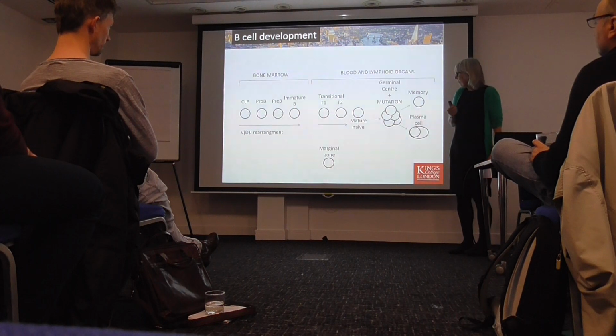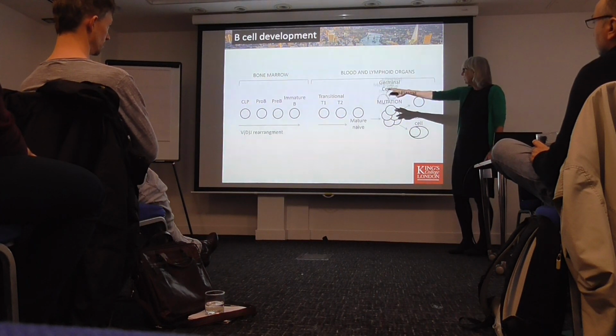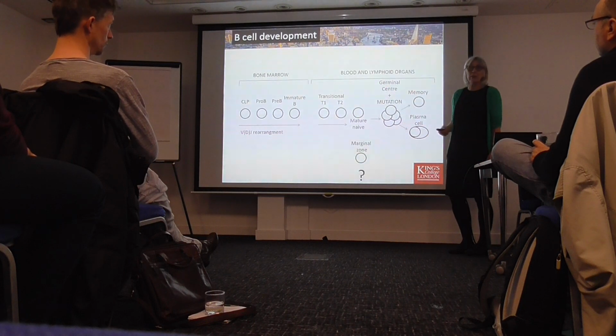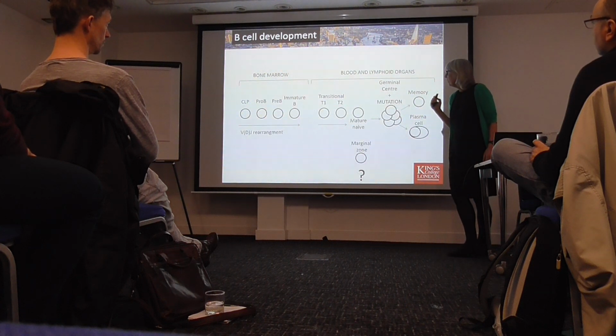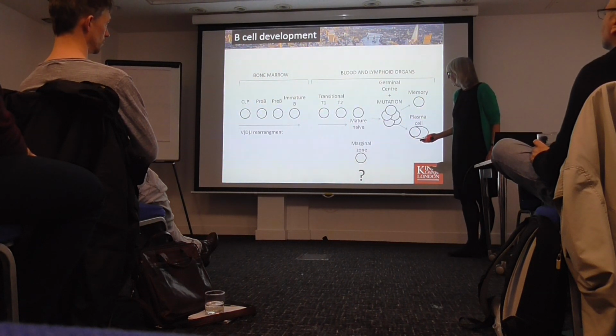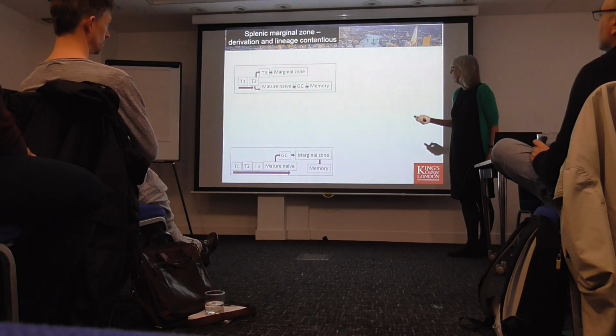So the cell type that I'm going to be talking about today is a marginal zone B cell, whereas this scheme is reasonably well accepted. It's not necessarily known where the marginal zone B cells fit into this. So what are marginal zone B cells? First of all, the processes.